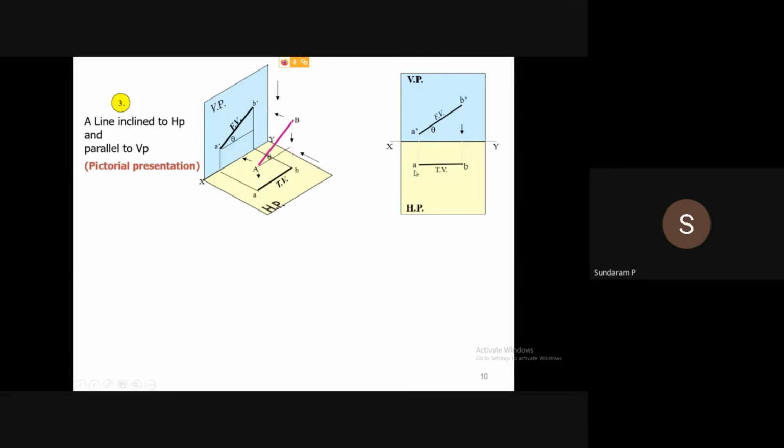So don't draw somewhere else. Suppose you are making it here or here, that is wrong. The same orientation, the same reference line, you have to project it. The same vertical line, you have to project it. Okay. So this reference line, you can see, is very thin.